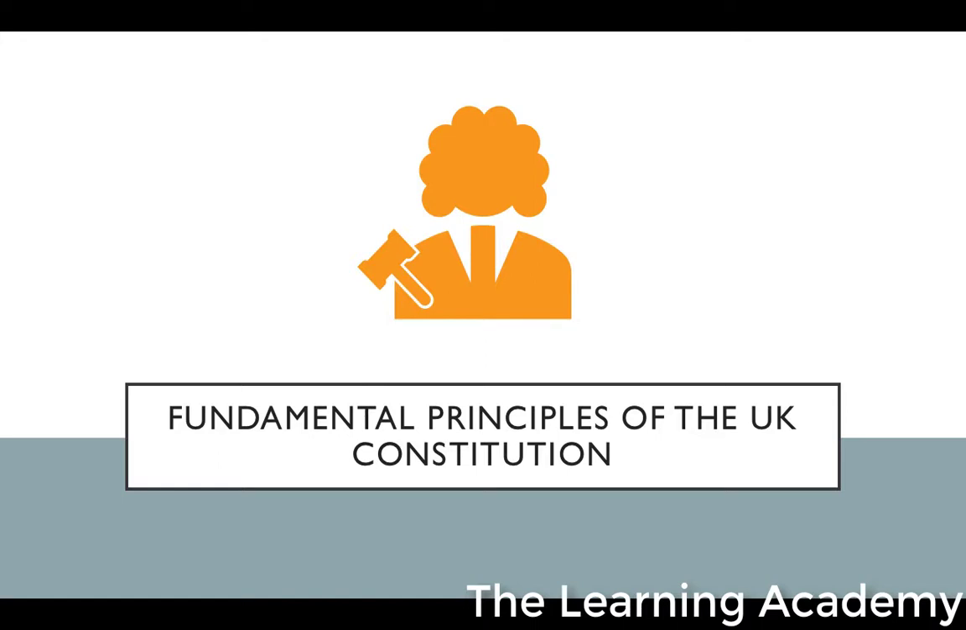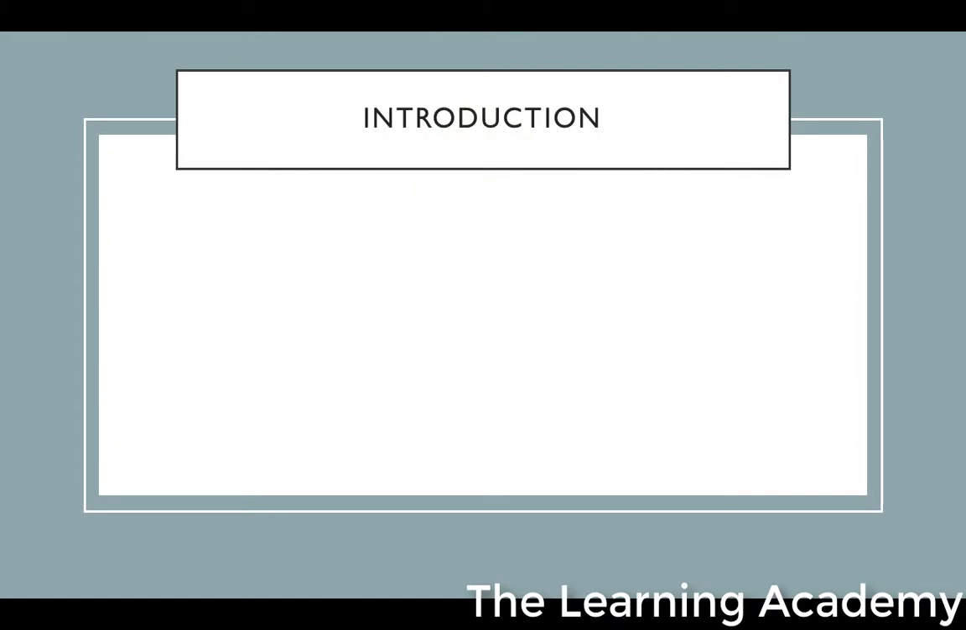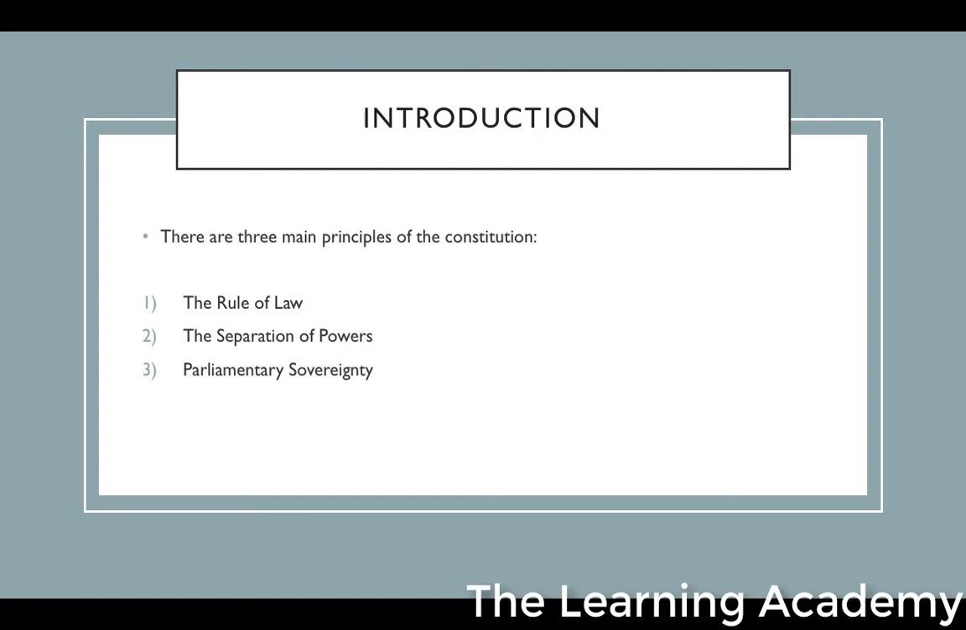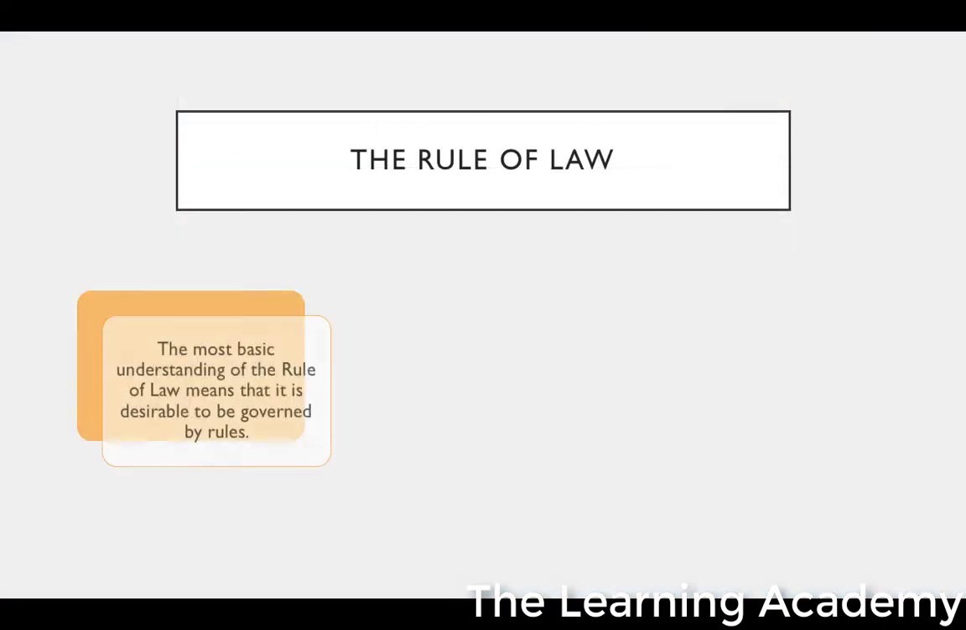In this video, we're going to look at the fundamental principles of the UK Constitution. There are generally three main principles that we're going to look at in this video specifically: the rule of law, the separation of powers, and the principle of parliamentary sovereignty. Let's start with the rule of law.